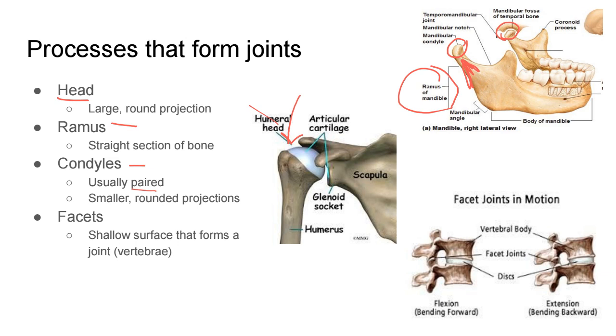And then facets are going to form joints in kind of an odd way. Basically, with a facet, you've got kind of two shallow grooves here that will form a joint. And you can see this right here in the vertebrae. This will probably make more sense when you are looking at your axial skeleton materials. Put a couple vertebrae together and you can see where those facets are formed, and that shallow surface there helps them form the joint.